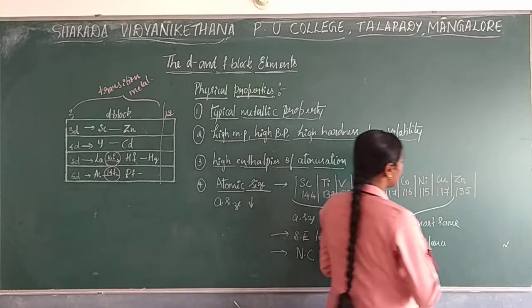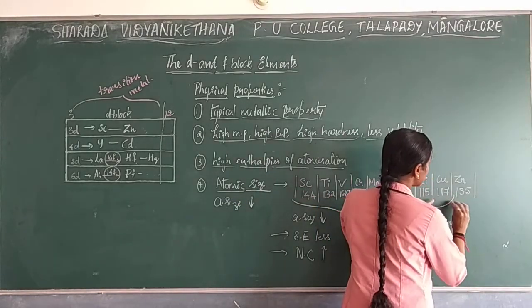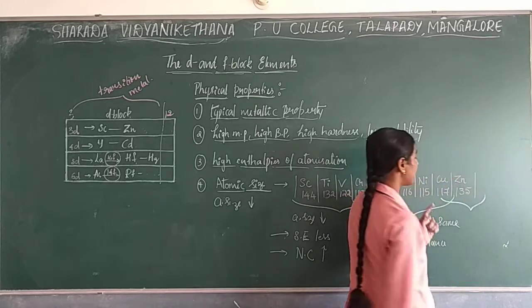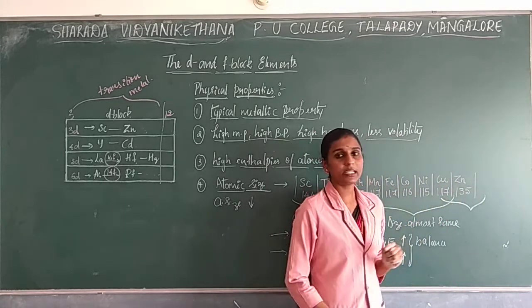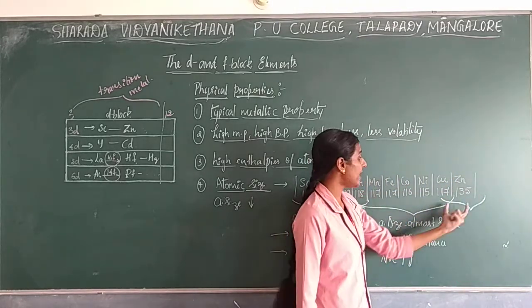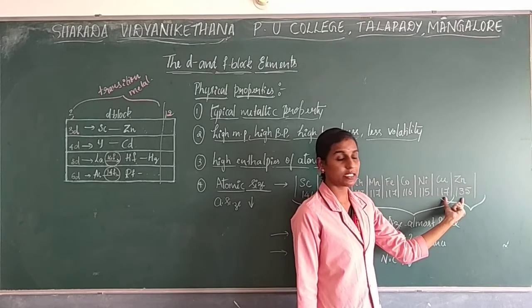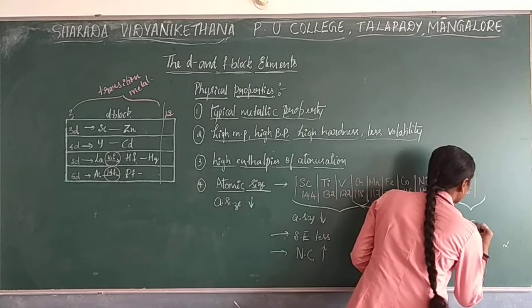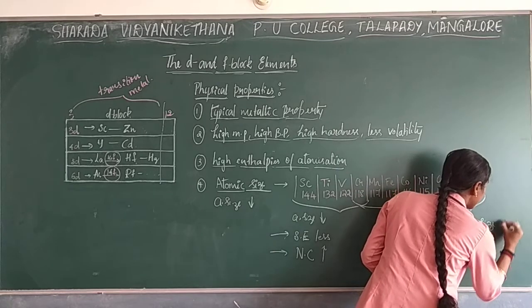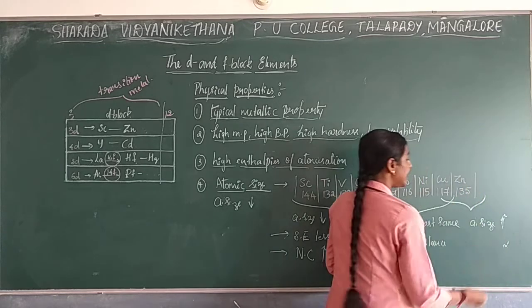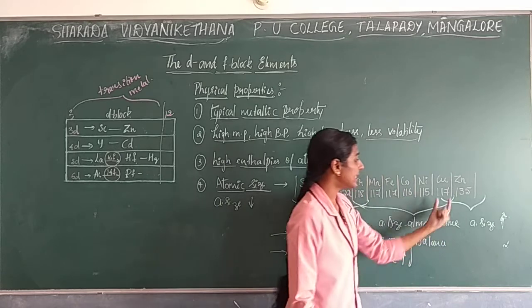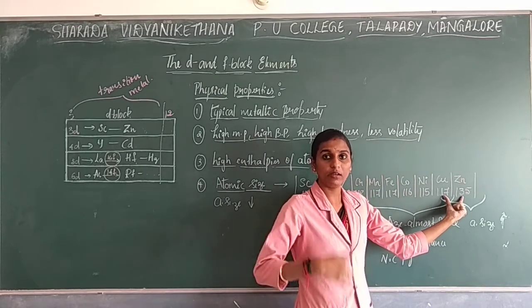Next, if you consider the last one, copper as well as zinc, suddenly a rise in atomic size has been seen. The reason is that here atomic size is increasing. Why is it increasing? Here the electron repulsion started increasing.